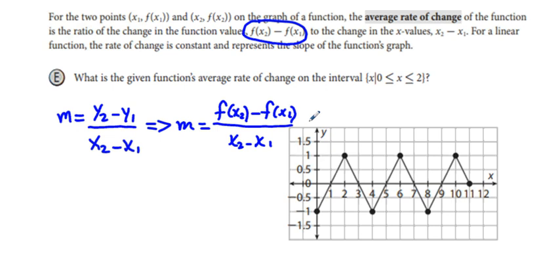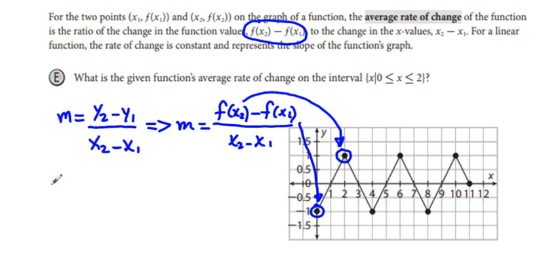Okay, that's going to be our average rate of change in this case. Now, the question: what is the given function's average rate of change on the interval from x equals 0 to x equals 2? Well, here we have f of x2, so I'll just put the arrow here, f of x2 minus f of x1.